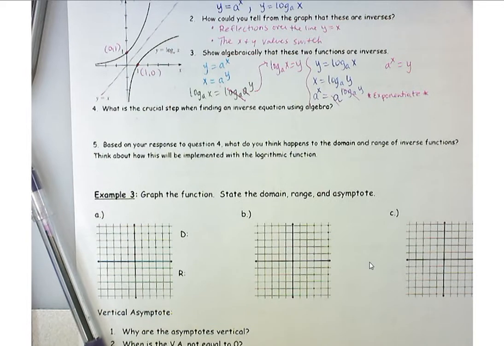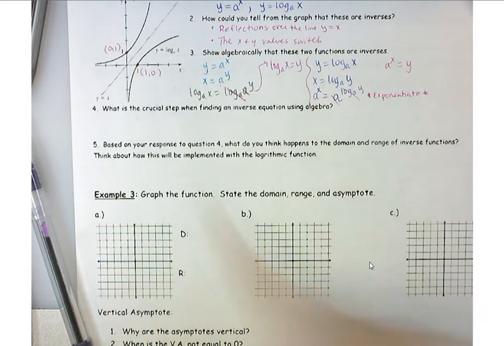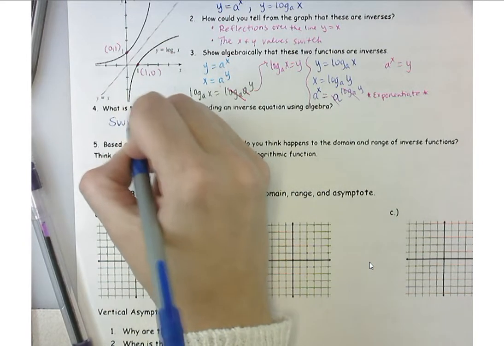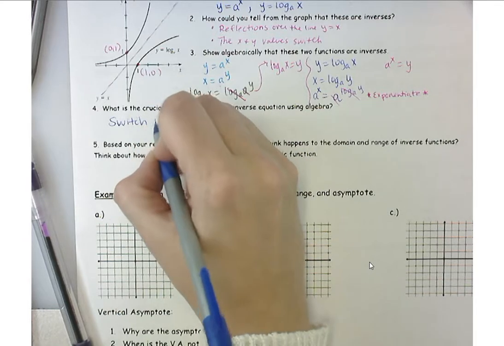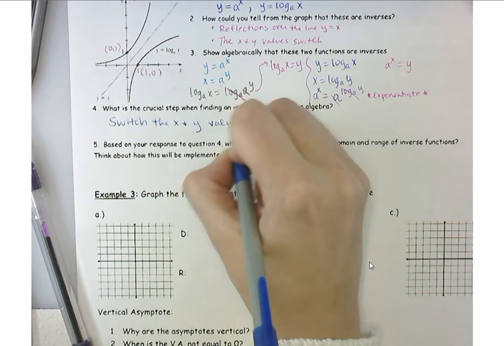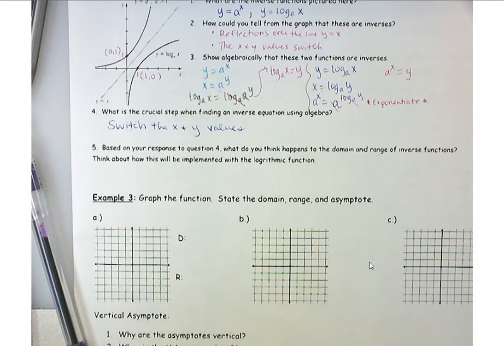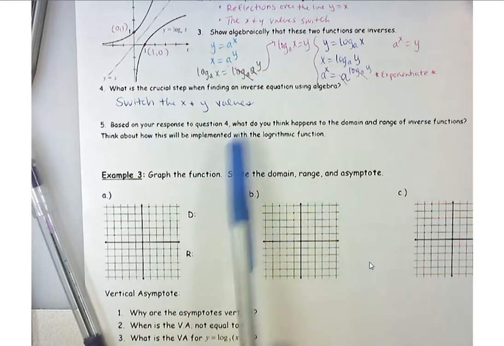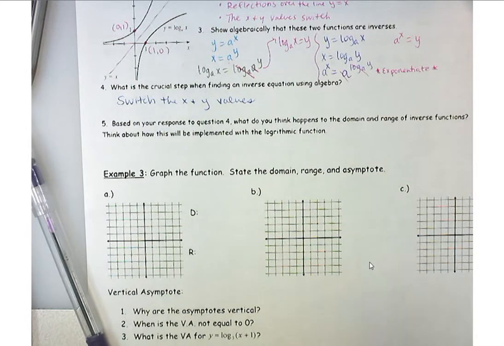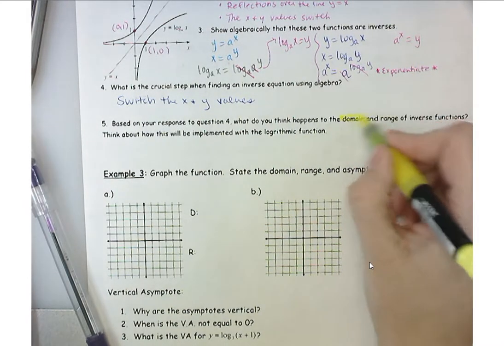So I said, what is the crucial step when finding an inverse equation using algebra? What did we do first? Change x. Yes, we're going to switch the x and y variables or values. Okay, or your inputs and your outputs. So based on that, I said, what do you think happens to the domain and the range of inverse functions?